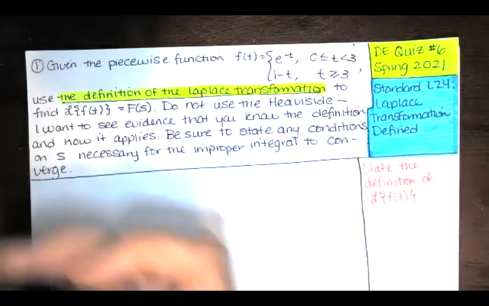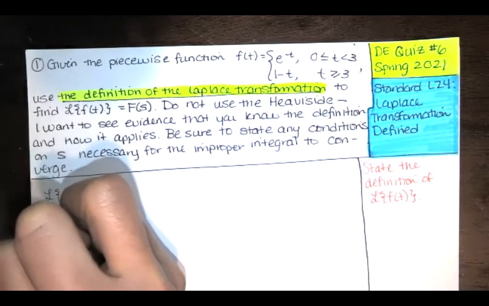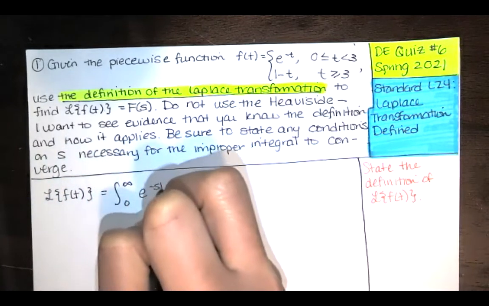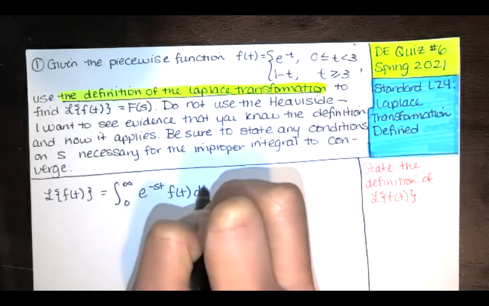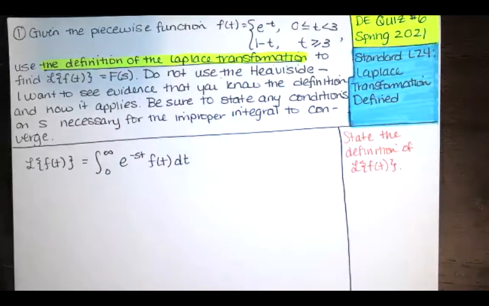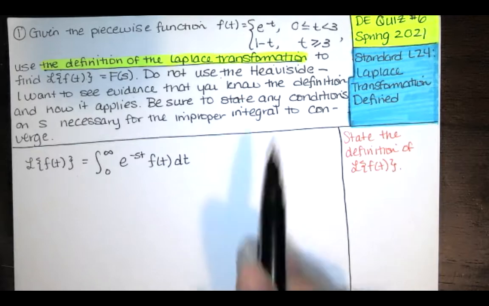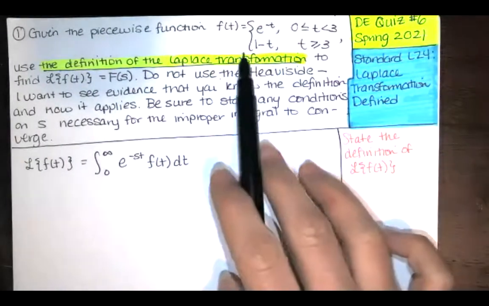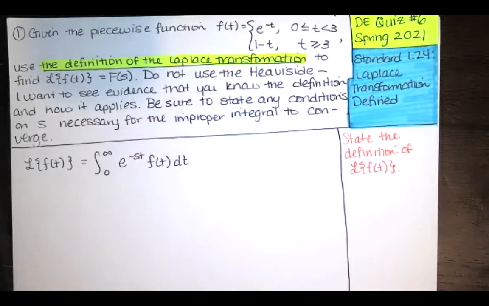So by definition, the Laplace transform of f of t is the integral from 0 to infinity of e to the negative st times f of t dt. Now we've got a piecewise function here, so we're actually going to evaluate this integral by evaluating two different integrals and then adding them together, because the function f of t is defined to be this function on the interval from 0 to 3, and then this function on the interval from 3 to infinity. So while it's not required, I recommend that you graph it just so that you can visualize what's going on.